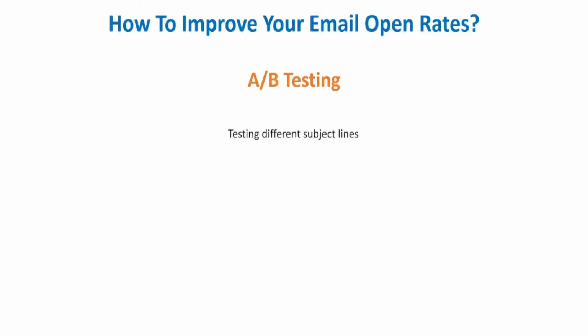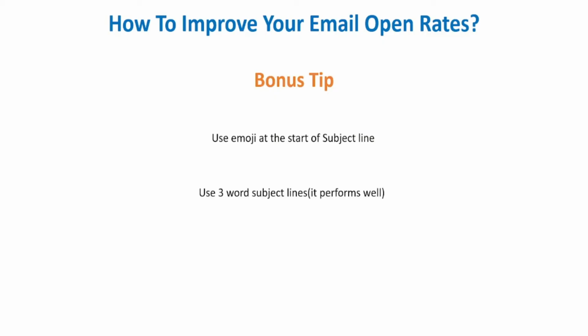Now you have come and watched all this way, and I have explained the top 5 tips. Now I'm going to explain the 6th tip, which is the bonus tip that you're waiting for. And this bonus tip would be use emoji at the start of the subject line, guys. This is one of my bonus tips. Next bonus tip would be use 3-word subject lines. Can I have email subject lines with 3 words? Yeah, that also performs really well, guys.